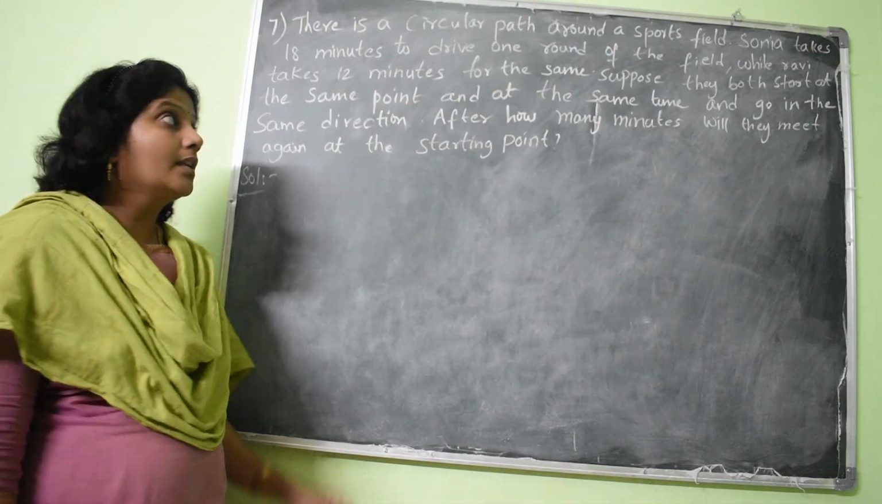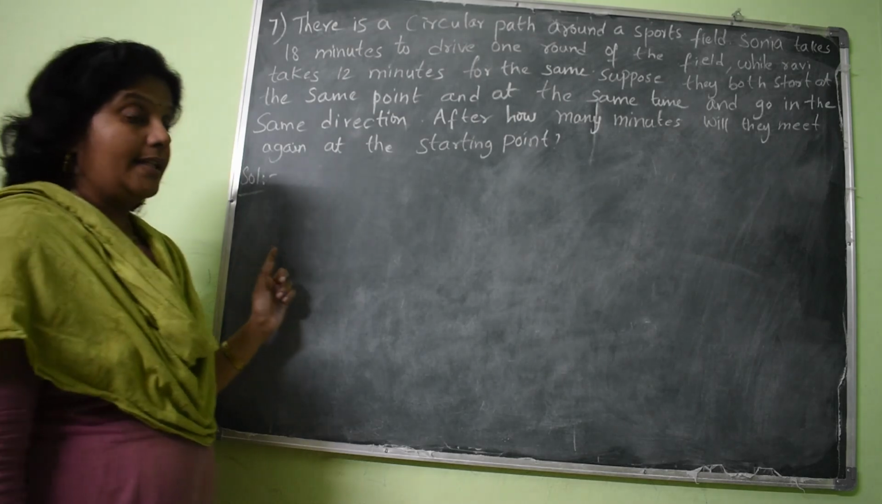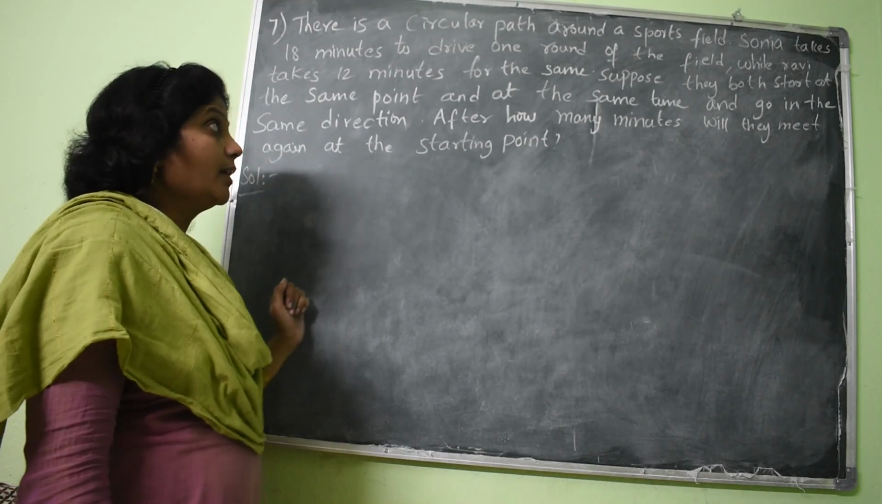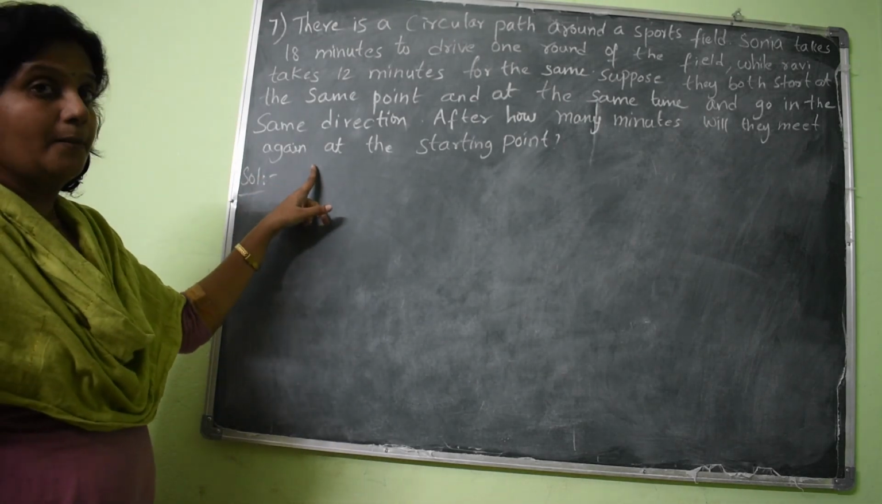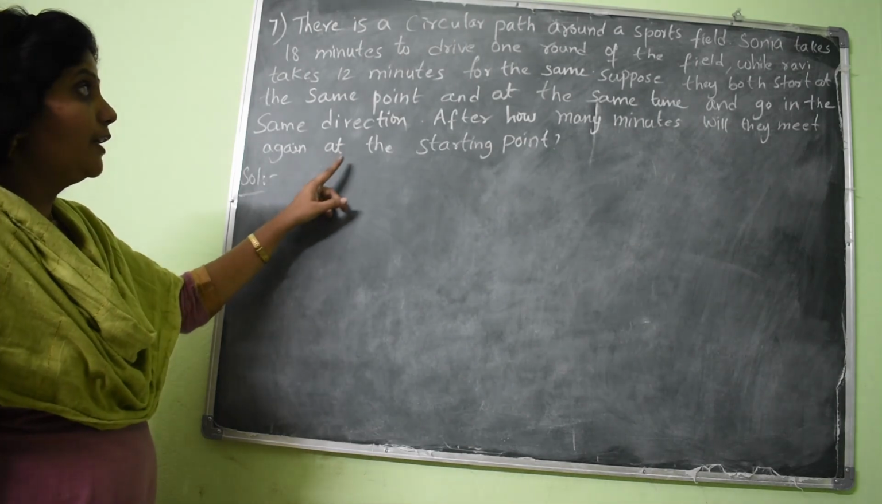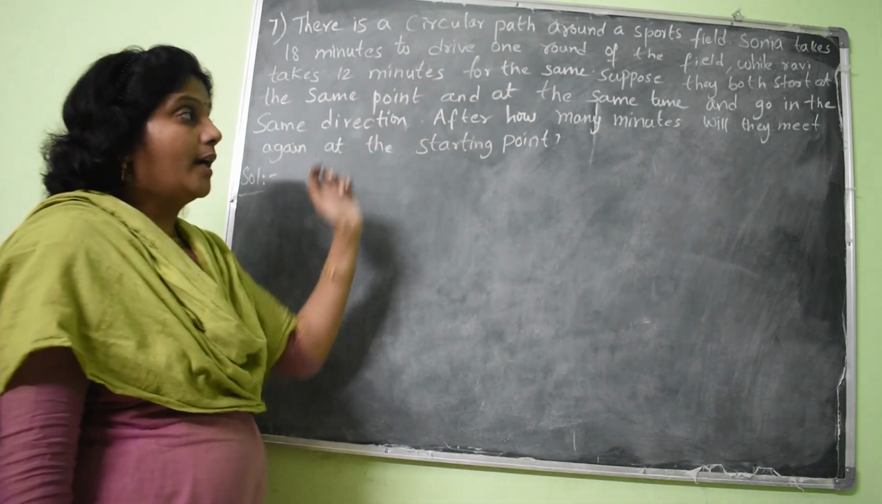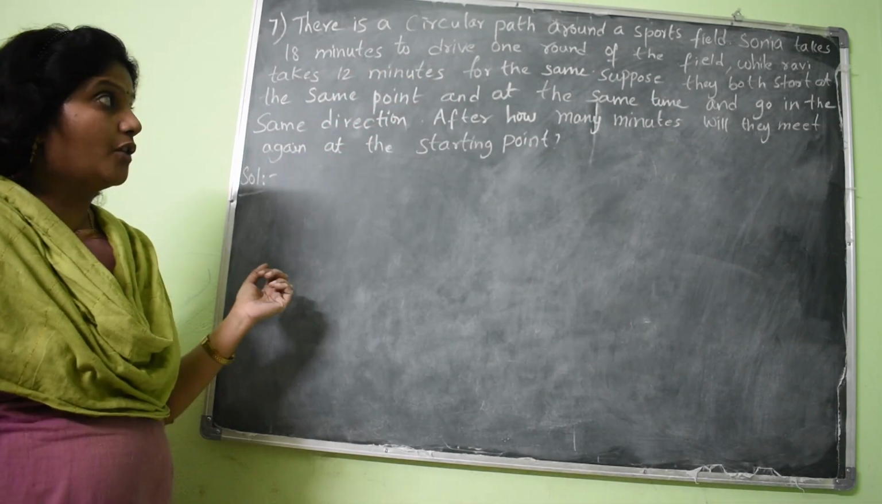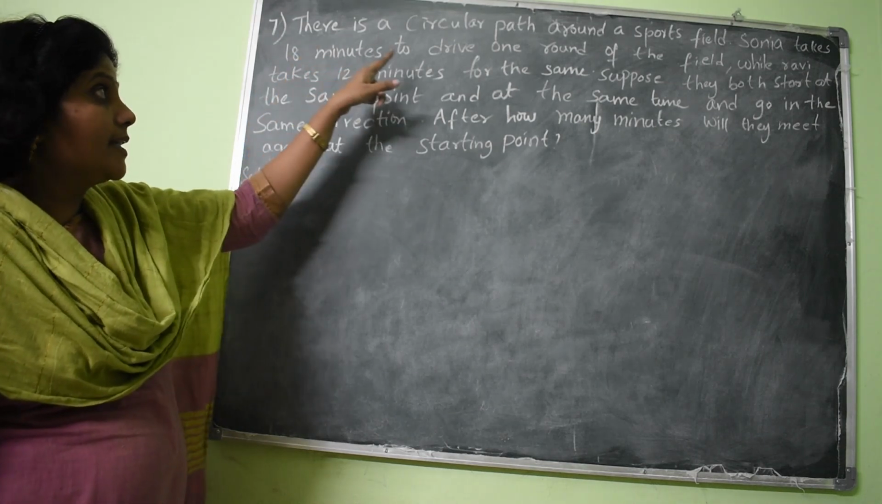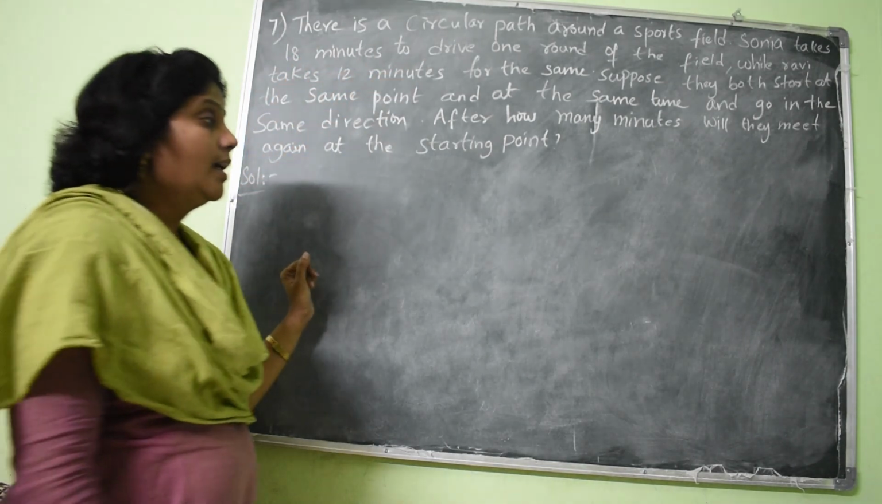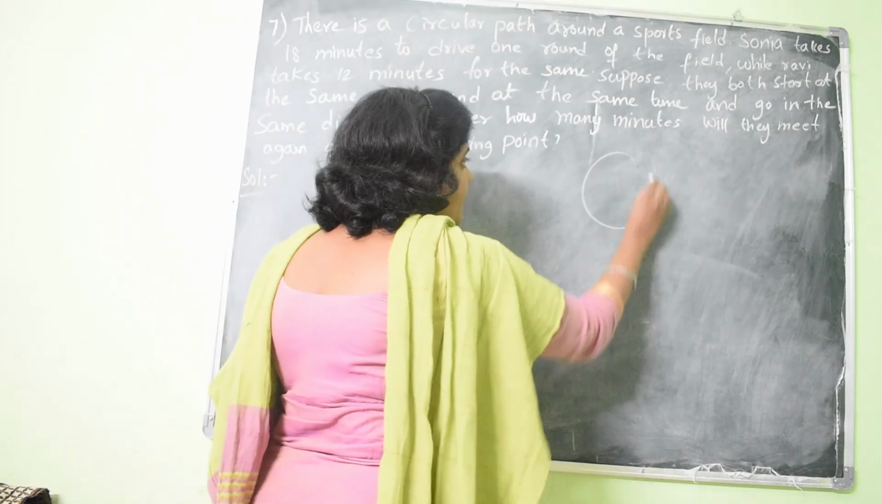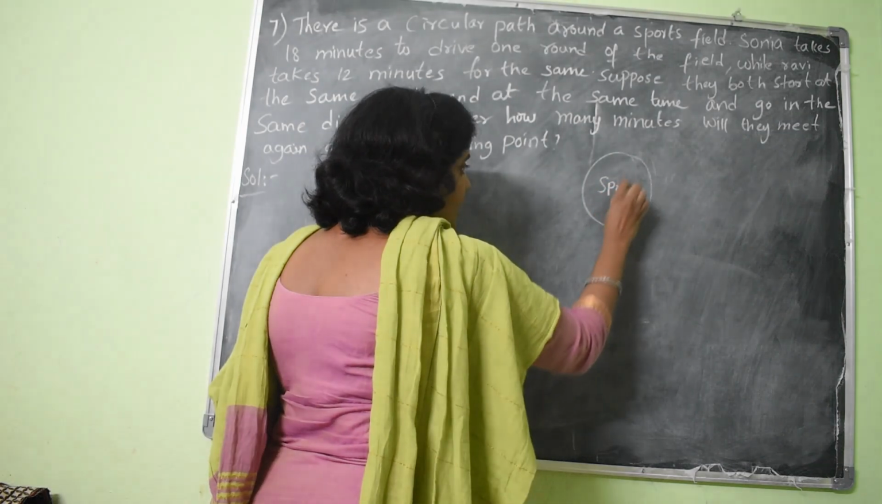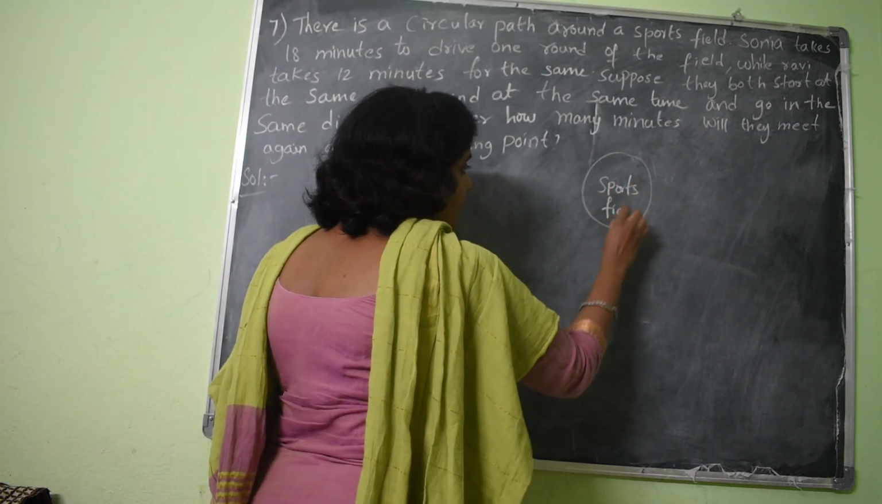Okay, understood? Next we are going to solve the seventh problem in exercise 1.1. How does this look? It is a word problem. For word problems, we need to read point by point and we should assume or draw the figure. Read the question. There is a circular path around a sports field. So one sports field is there, and around that one circular path is there.